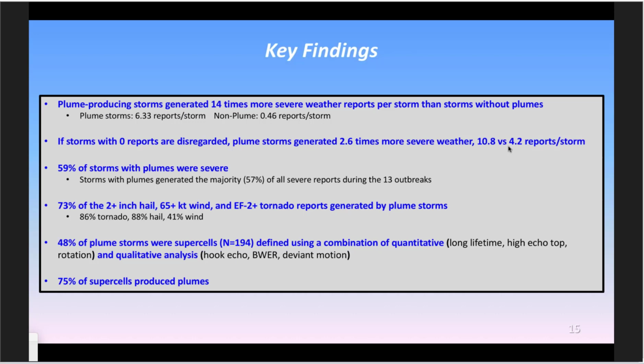Also, supercells. We had some graduate students really pour into the data here, and they defined supercells using a whole combination of quantitative metrics like a long storm lifetime, a really high echo top, rotation metrics, or qualitative signatures like looking for hook echoes, B-wares, deviant motion relative to others. About 194 supercells in our population. And 48% of the plume storm population were supercells. Now you flip that around, you say, of those 194 supercells, what fraction of those produced plumes? And it was about 3/4.